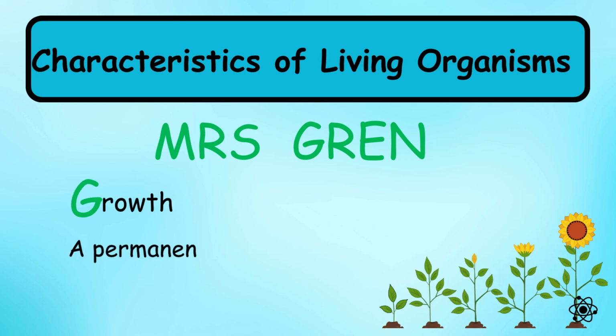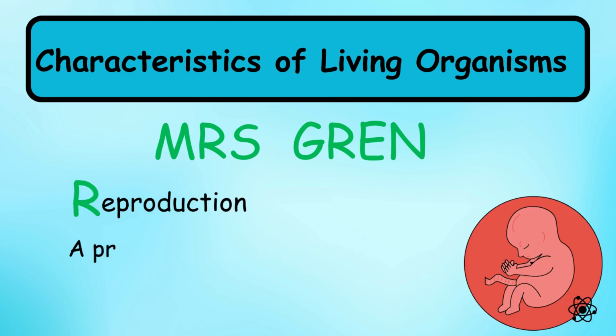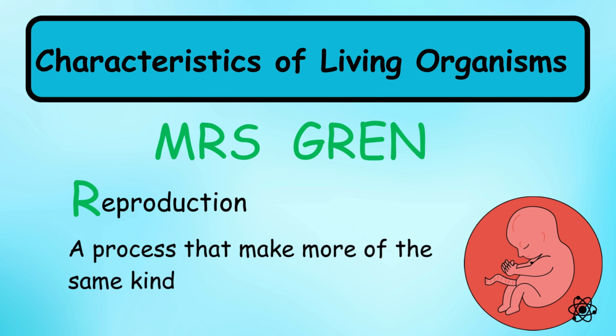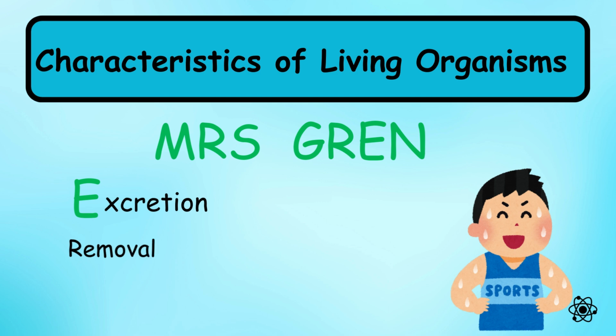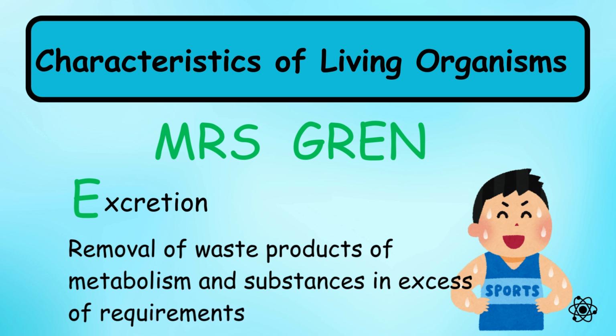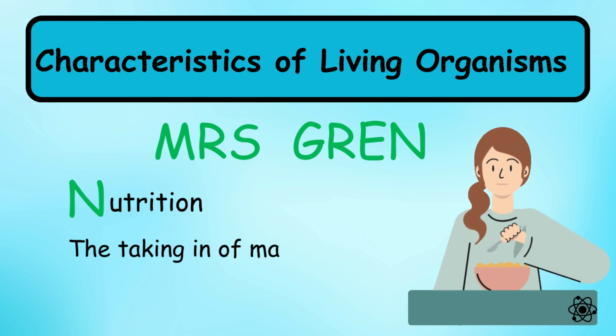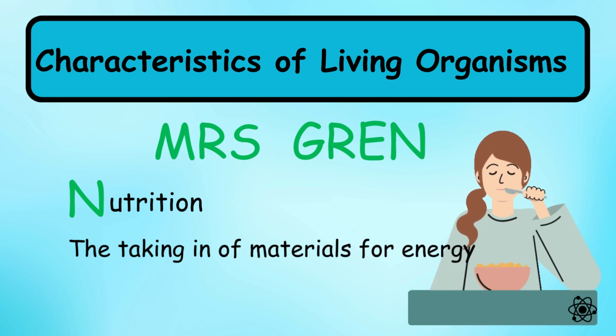Growth is a permanent increase in size and dry mass. Reproduction is the processes that make more of the same kind of organism. Excretion is the removal of waste products of metabolism and substances in excess of requirements. And nutrition is the taking in of materials for energy, growth and development.